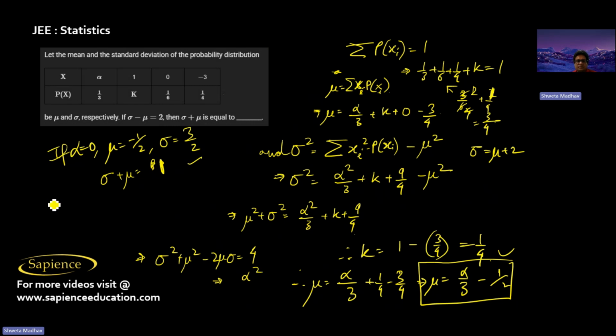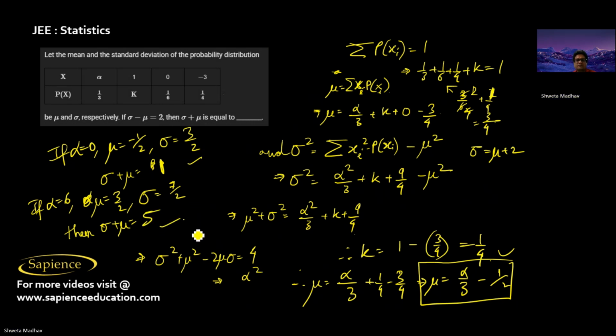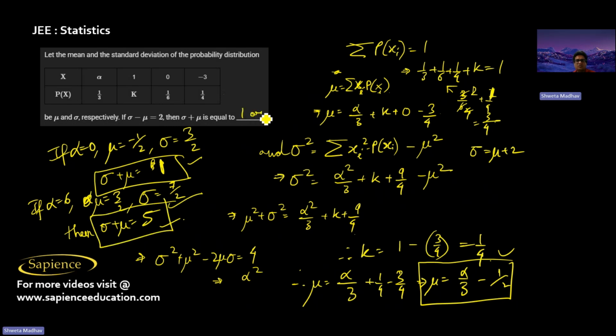And if alpha is equal to 6, then mu will be 6 by 3, 2 minus half, that is 3 by 2. Then sigma will be equal to 2 plus 3 by 2, that is 7 by 2. And then sigma plus mu will be equal to 10 by 2, that is 5. So the answer can be either 1 or 5. So both answers can be correct: 1 or 5.